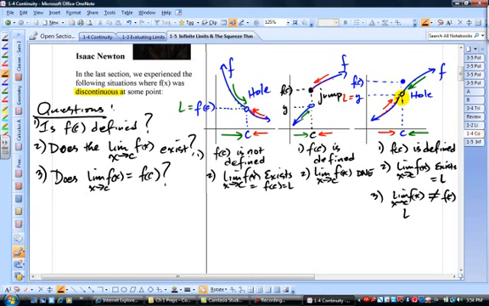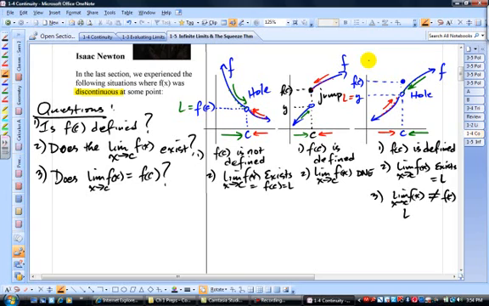So we have to look at these graphs here and determine what does it take to be continuous. And remember, when I say continuous, I'm talking about the fact that you can take your pencil and trace the function without lifting your pencil. If it's continuous, there would be no need to lift the pencil. You can trace it everywhere along the function.